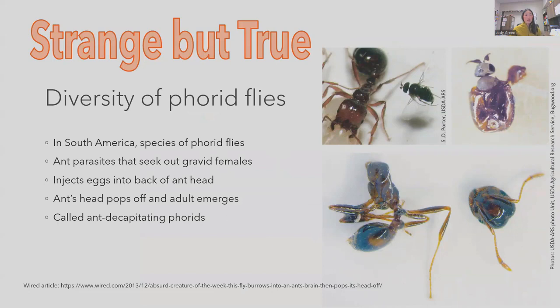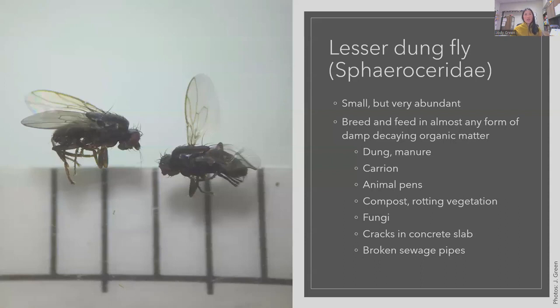This is just a little fun fact about a different type of phorid fly, because an organism is a pest based on many different things, and not all phorid flies are bad. This one actually, if you've ever heard of the phorid fly that makes ants' heads pop off, this is it. It's a type of phorid fly, an ant decapitating phorid. So it's a parasitoid of gravid or pregnant female ants. And this is its 15 minutes of fame for being a really cool insect. Anyway, let's press on.